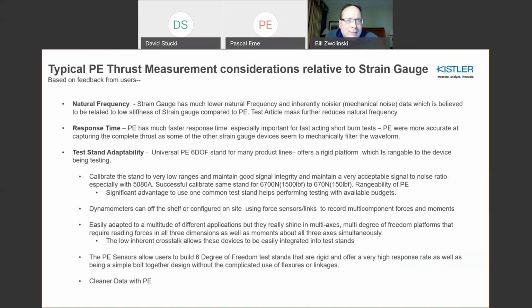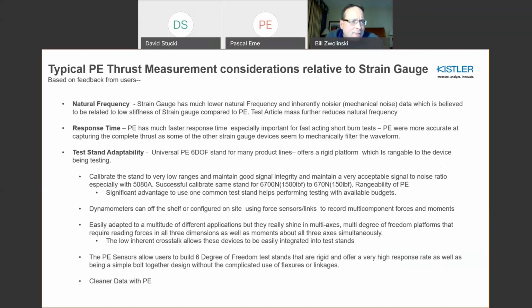Certainly response time. What some users have told me is that the fast acting events really require the bandwidth, and what they observed with some strain gauge solutions they've used is some mechanical filtering of the waveform by virtue of the measurement tool. So it's something to keep in mind.